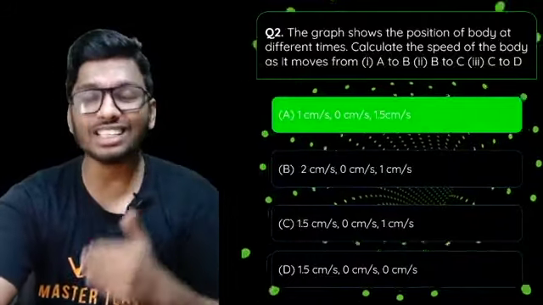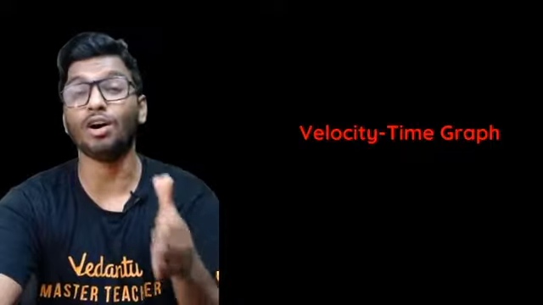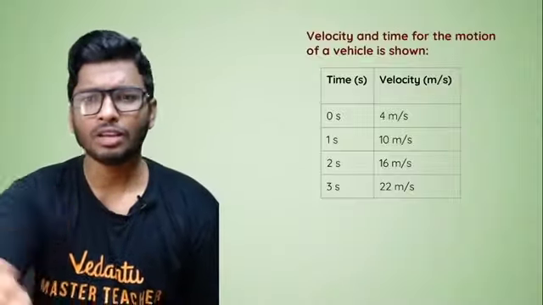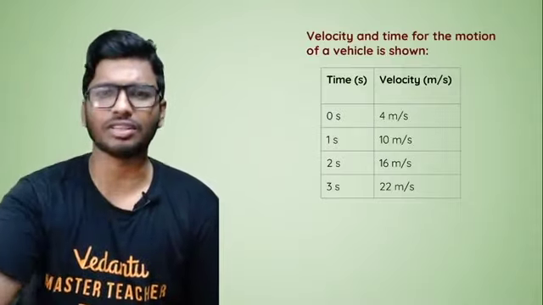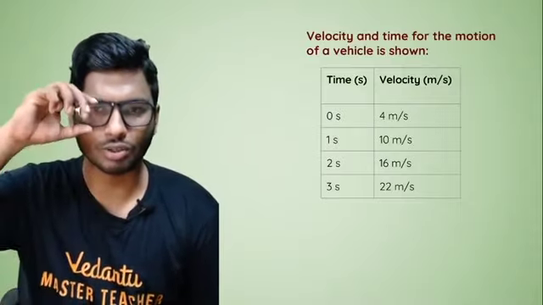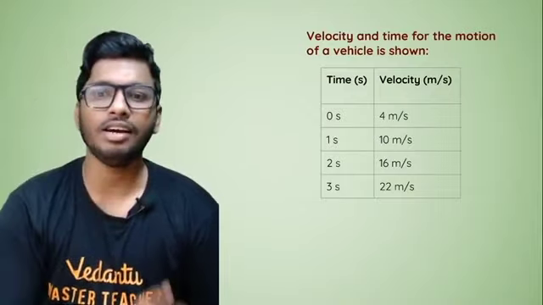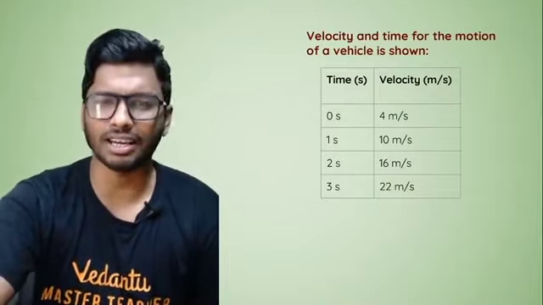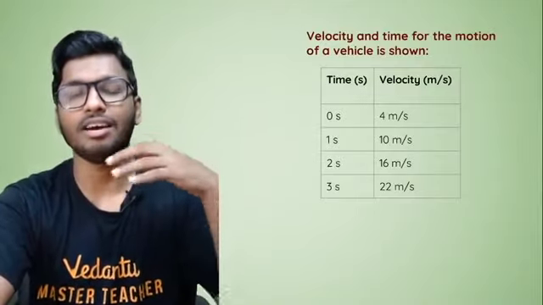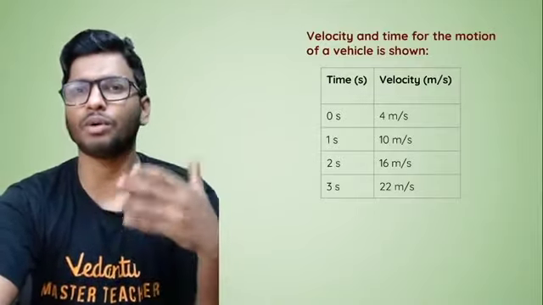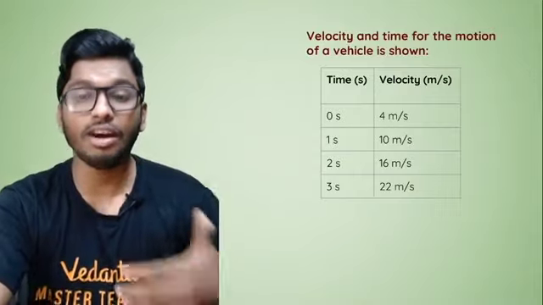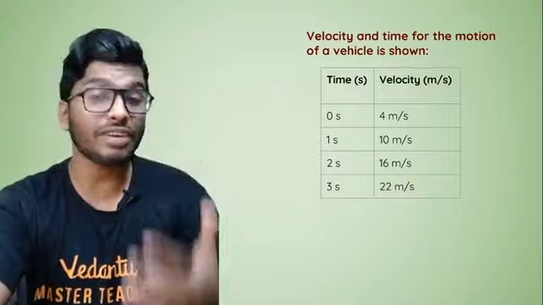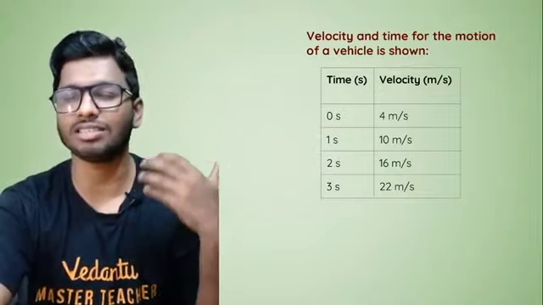Now moving on to the next topic, which is understanding the velocity time graph. Let's take an example for this one also. Let's say there's a body moving with a certain velocity, and I see that at time equal to 0, his velocity is 4 meter per second, at time equal to 1 second, his velocity is 10 meter per second, at 2 seconds it's 16, and at 3 seconds it's 22 meter per second. For these values, if I were to plot a velocity time graph, first of all, from the name velocity time graph itself, you can figure out what exactly the graph is all about.